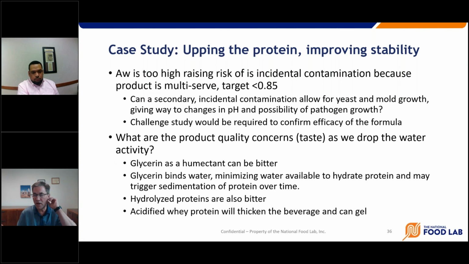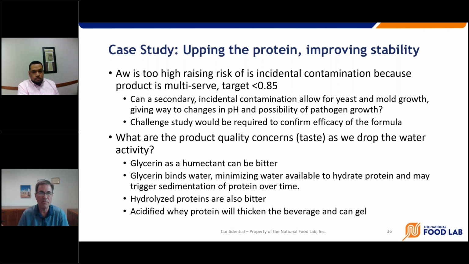So the water activity is too high. How can we improve the safety of the product, right? Get it down less than 0.85. Then how do you measure whether that secondary incidental contamination will allow yeast and mold growth, right? Because that's where it'll start. You can change the pH, you can change the water activity when they start growing, and allow for the possibility of pathogen growth. So that's where the challenge study comes in, right? So you have to, as Malcolm did previously, measure that. You will have to contaminate the product and make sure there is some log reduction over time. And then what are the other product quality concerns that will come with it, right?